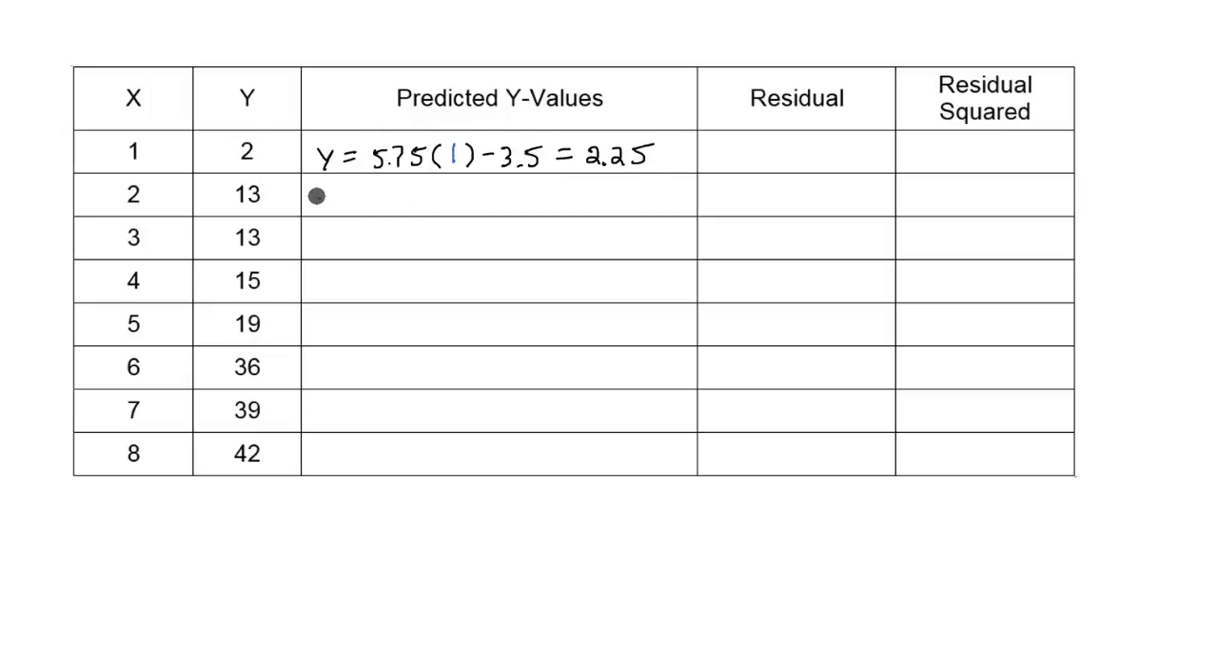So let's go ahead and do one more. I've got Y equals 5.75. That doesn't change, but I'm going to plug in my X value, which is 2, and then finish off writing that equation, which is minus 3.5, and that's going to give me 8. So I'm going to go ahead and do that for the rest of this column.